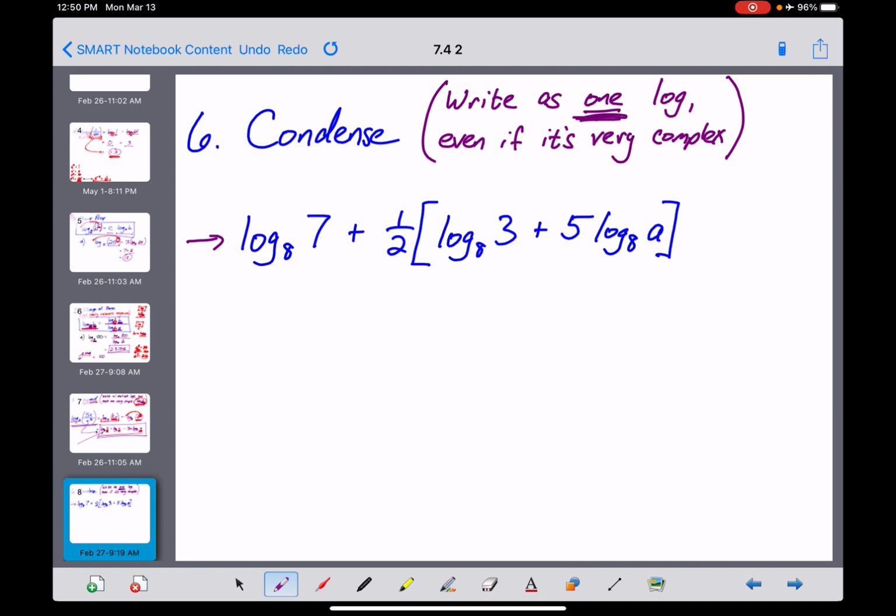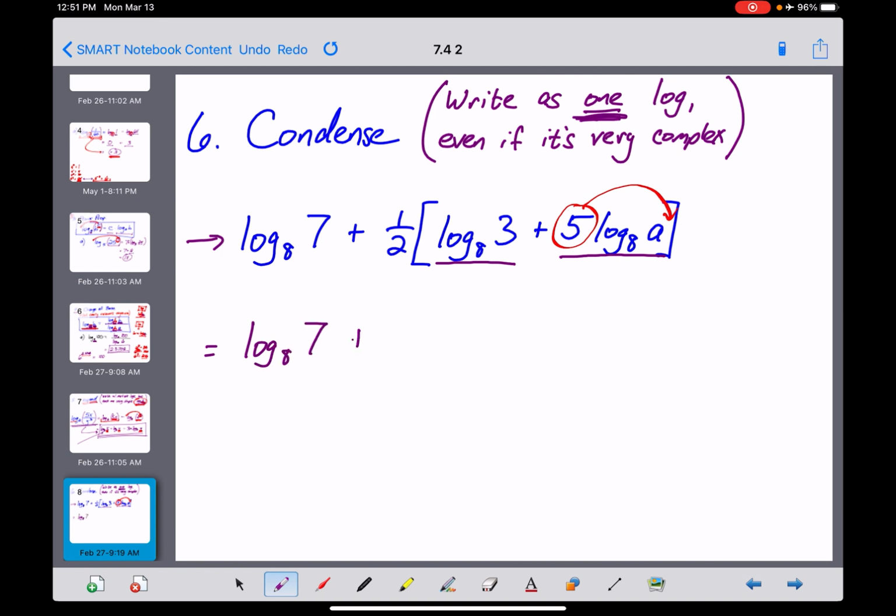The first thing I see inside the brackets, log base 8 of 3, you can't really do anything with. But 5 times the log base 8 of a, I'm eventually, on the next step, going to put these 2 logarithms together. But what's in the way right now? This 5 needs to move. So we're going to reverse the power property, everybody, and take that 5 there and make it an exponent on the a.